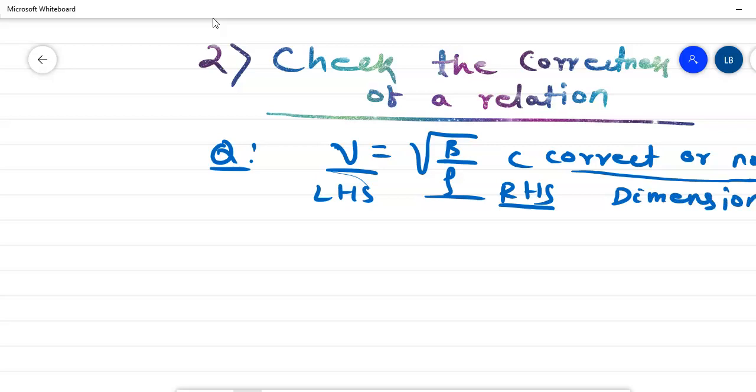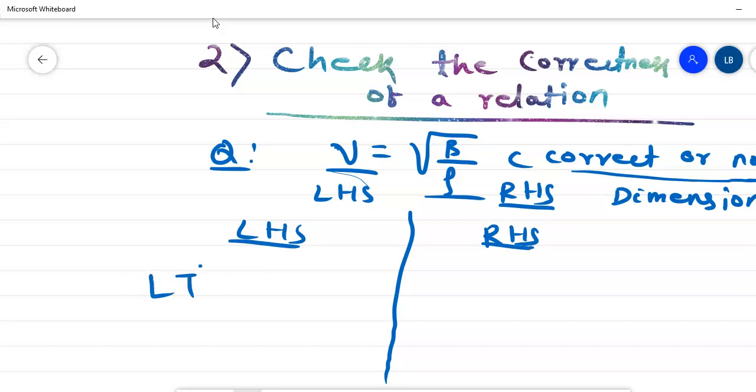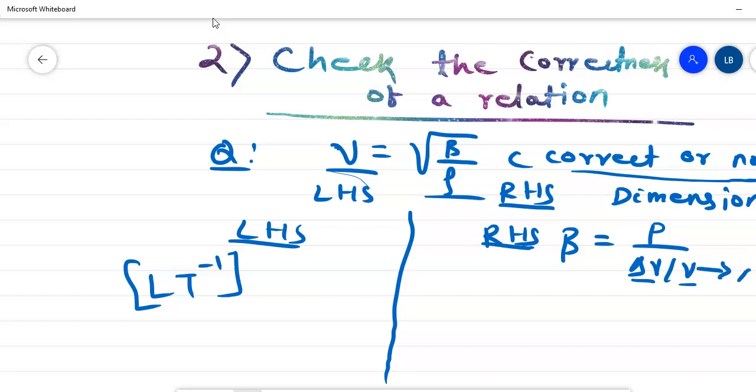So how to solve this? I will do it like this. What will be the dimension of LHS? I will write here, and the dimension of RHS, I will write here. The dimension of LHS, v, is L T minus 1. Simply, I am writing the dimension of velocity. And what is this B? B is bulk modulus, which is equal to stress, meaning pressure, divided by volumetric strain, delta V by V. You will read about this delta V by V in future. It has no dimension.